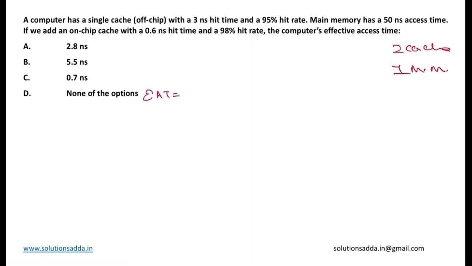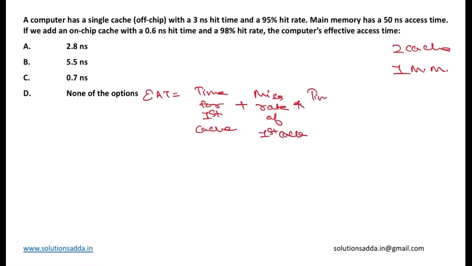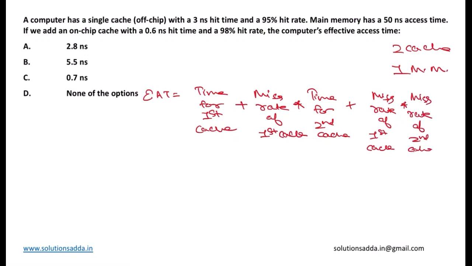Effective access time will be the time to access the first cache, plus miss rate of the first cache into time for the second cache, plus miss rate of the first cache into miss rate of the second cache into access time of main memory.